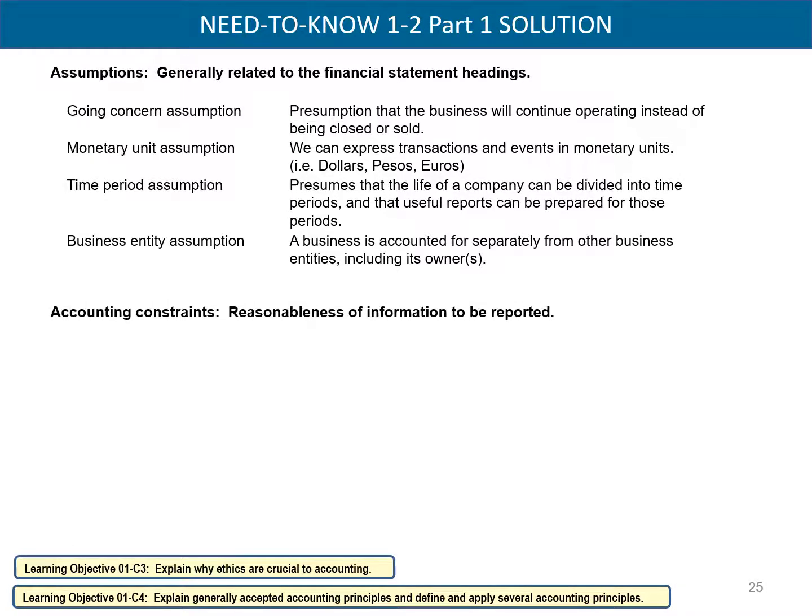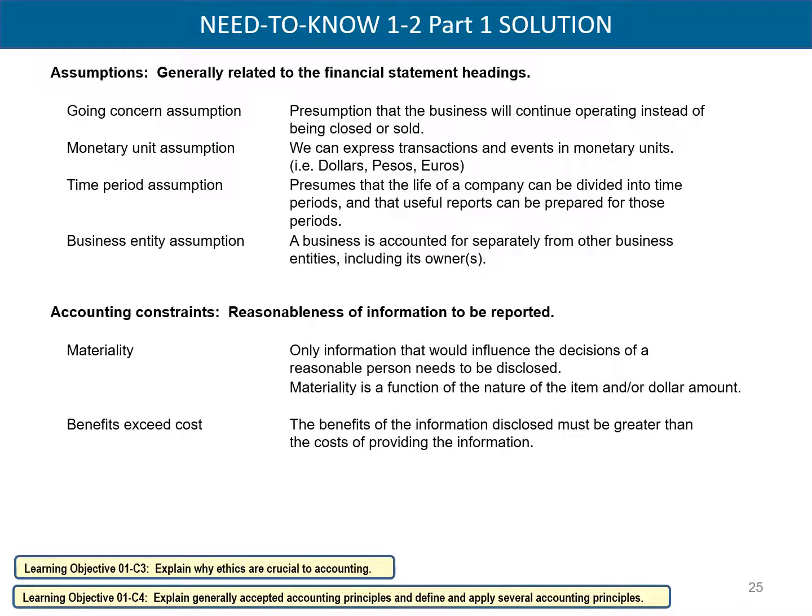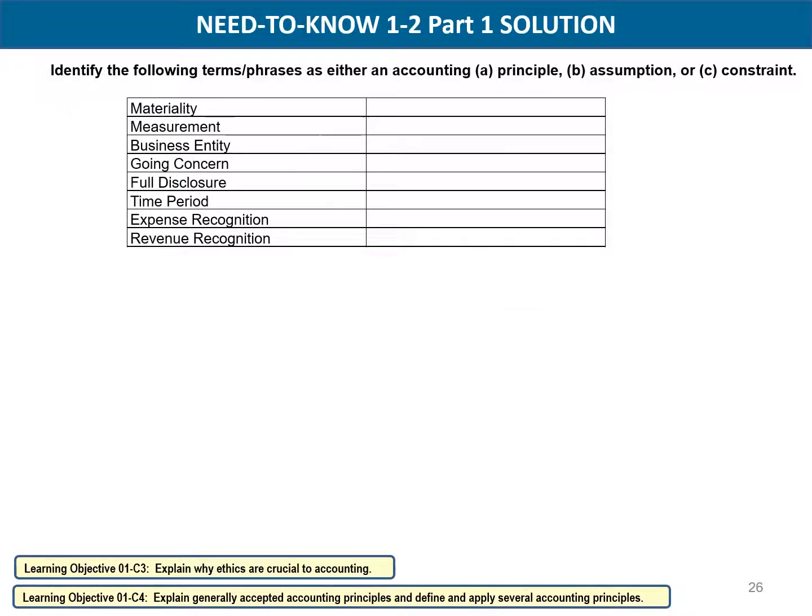Then we have the accounting constraints that are basically reasonableness of information that's to be reported. So you have the two constraints. The first is materiality, so only information that will influence the decisions of a reasonable person is required to be disclosed. And materiality is a function of the nature of the item and/or the dollar amount. So it's not strictly just the dollar amount. If it's a significant transaction to the organization, it may also be required to be disclosed. And then the benefits exceed the costs, so the benefit of the information disclosed must be greater than the costs of providing the information. Okay, so let's see how you did.